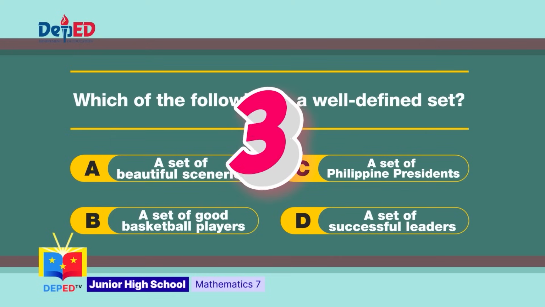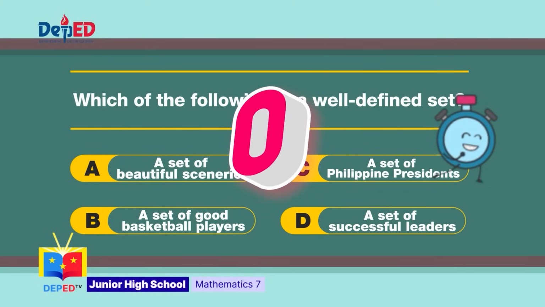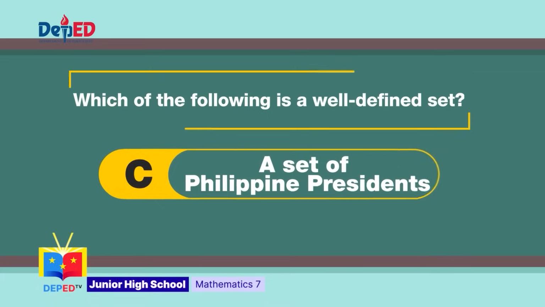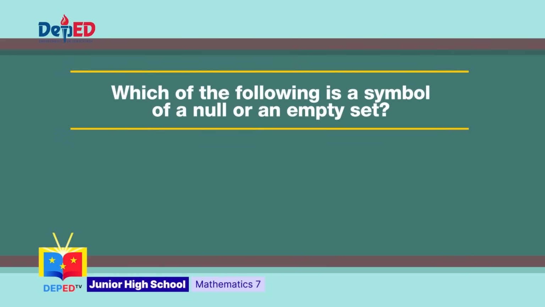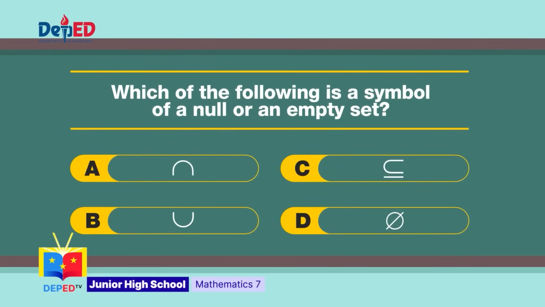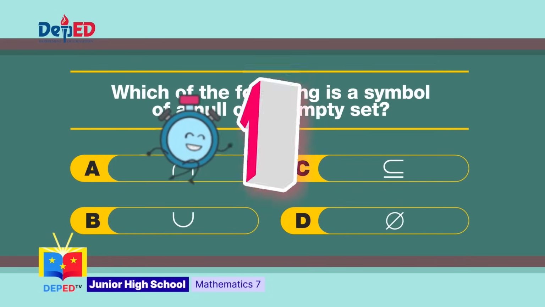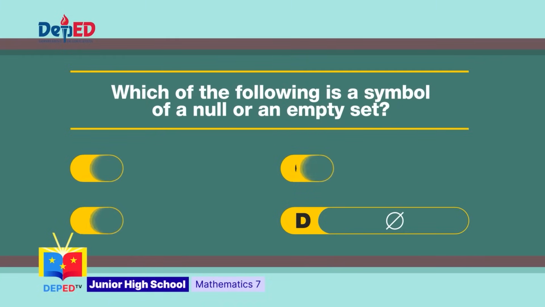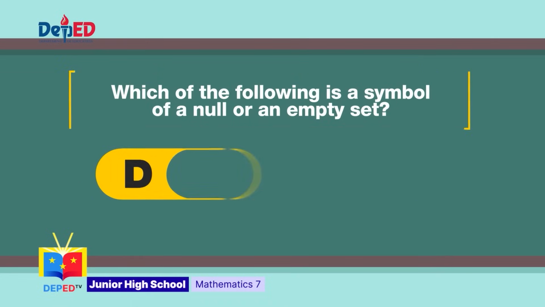Timer! The correct answer is letter C, a set of Philippine presidents. Second question. Which of the following is a symbol of a null or an empty set? Timer! The correct answer is letter D. That is the symbol for a null or an empty set.